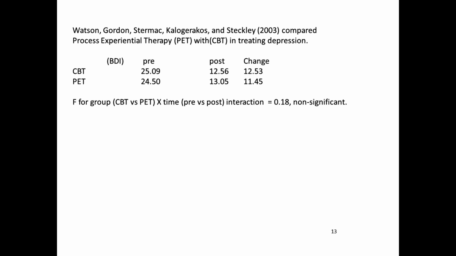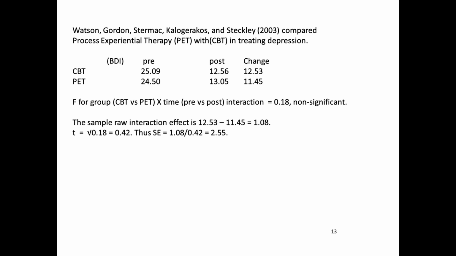Now, how do we do a Bayes factor on that? A two-way interaction is a difference of differences. That's what it means. So we've got the differences here. We just find the difference of the differences. And that is the raw effect size in BDI units for the interaction. We square root the F to get the T. Remember I said any 1 degree of freedom F is just a T squared. So we square root the F to get a T.